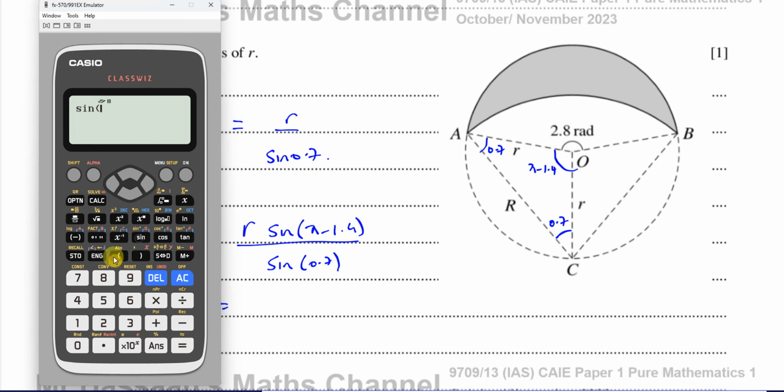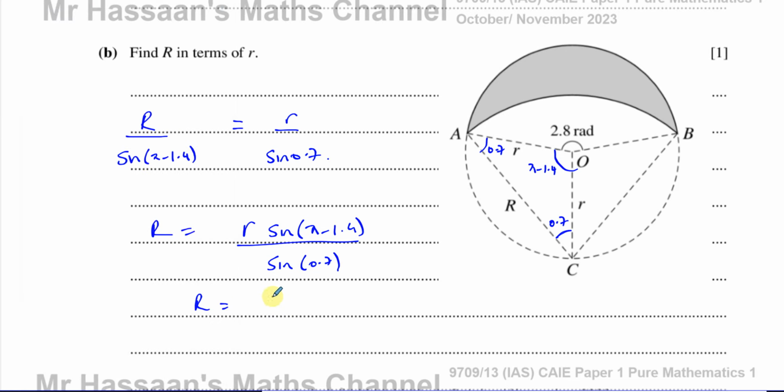We've got to make sure we're in radian mode, so I'm going to first do that. Angle unit, radians. We're going to have sine of pi minus 1.4 divided by the sine of 0.7, and that gives us 1.5296. So I'm going to write it as capital R is equal to 1.53 times small r. Okay, but I'm going to keep this answer.